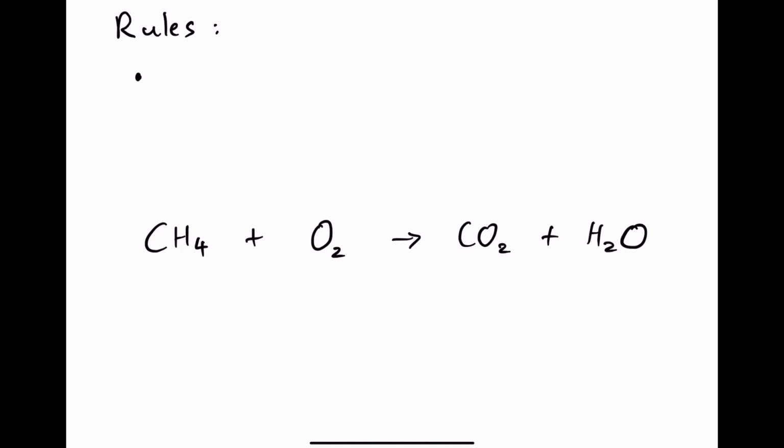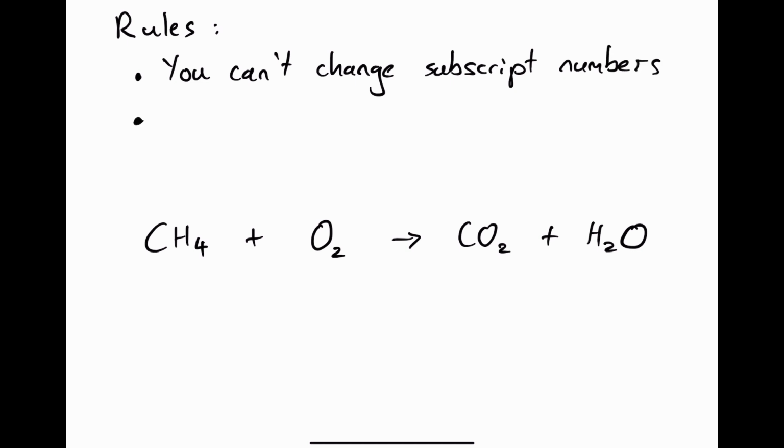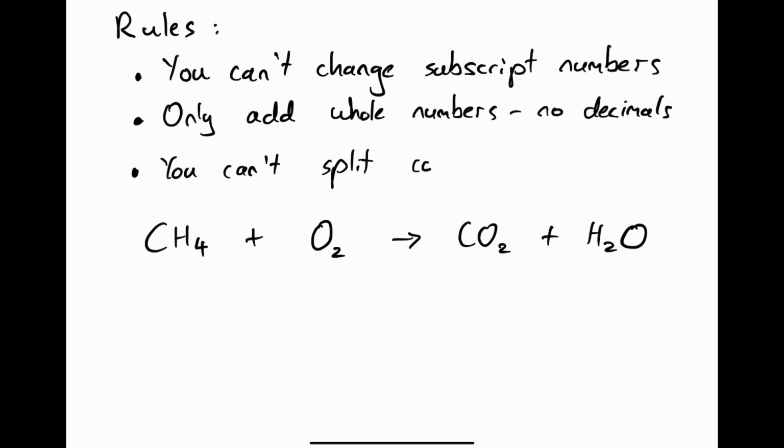Here are the rules that you should follow when balancing chemical equations. You can't change subscript numbers. This means the small numbers in chemical formulae can't be changed. So you can't change the number of oxygen atoms in one molecule of carbon dioxide.